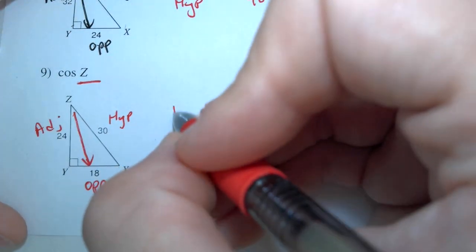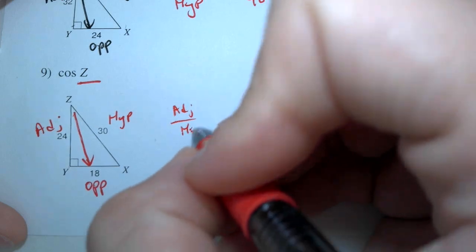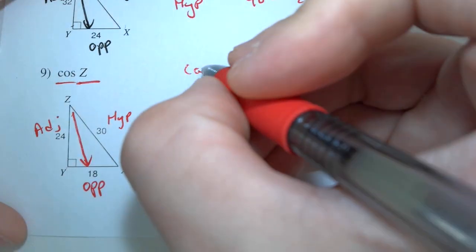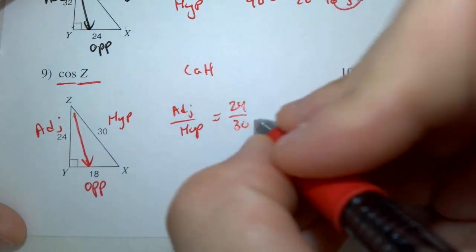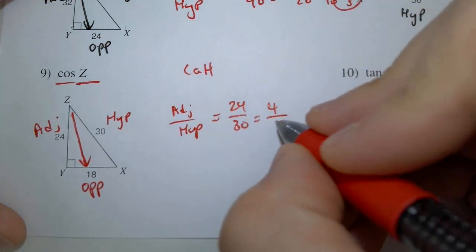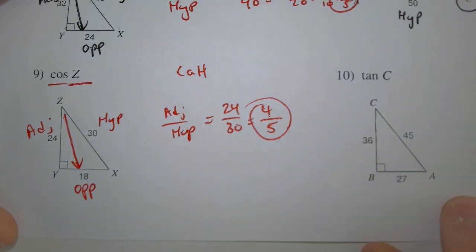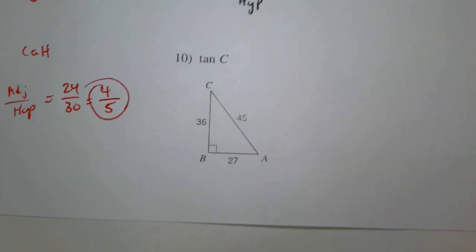So cosine is adjacent over hypotenuse, toa. So that is going to be 24 over 30, which they both divide by 6 and make 4 over 5 again. All right. Last one on this side.